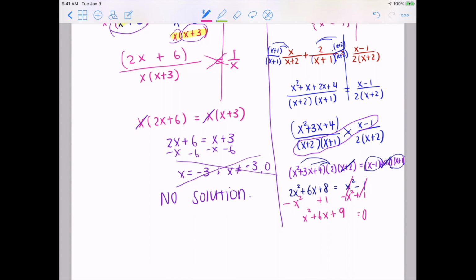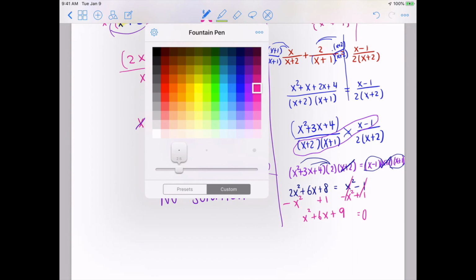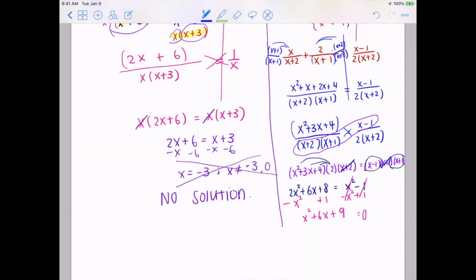Okay, so this is what I have left. If you were going to factor it, what would be the two factors? X and x, and you would have 3 and 3. Both of them are pluses, equal to 0, so your answer would be x equal to -3.